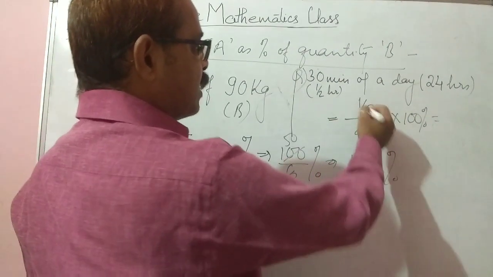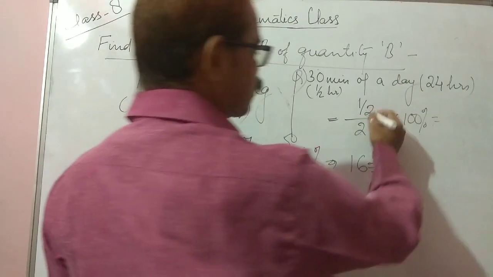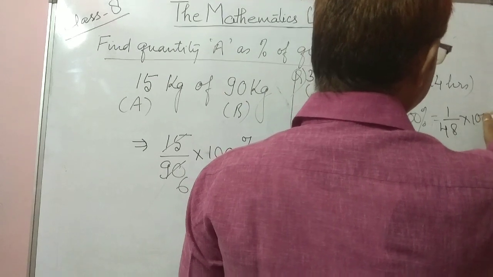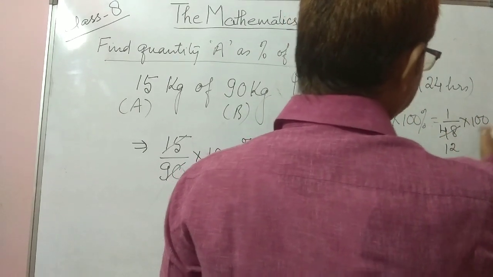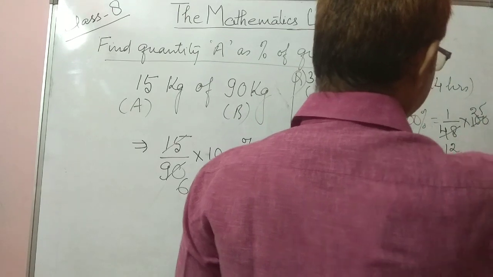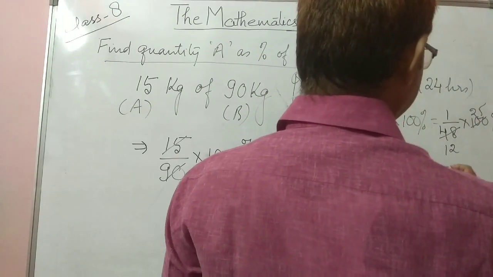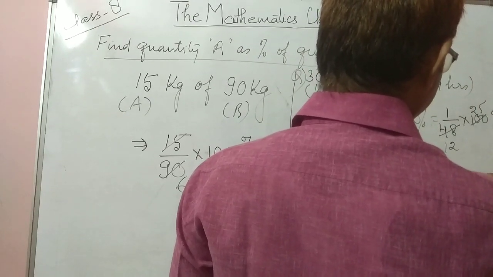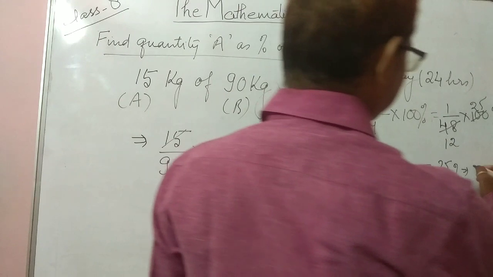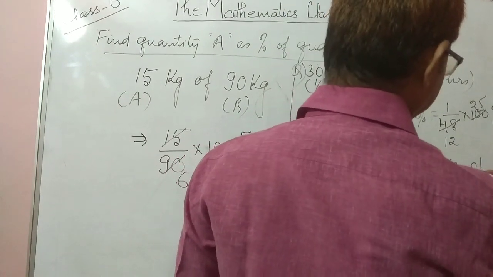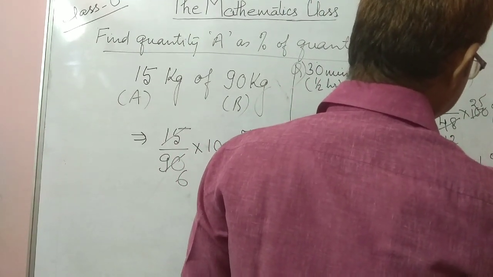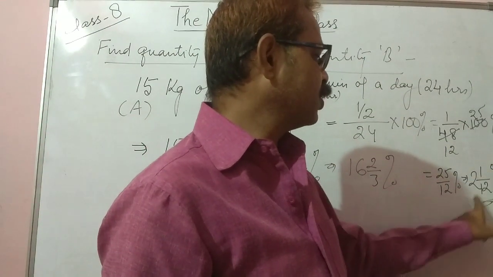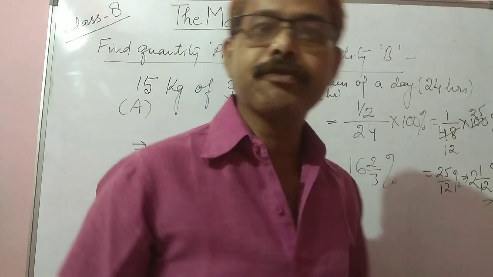So half an hour upon 24 times 100, the 2 comes to the side, so 1 upon 48 times 100. Now 4 12s are 48, 4 25s are 100, with a percent sign. It means 25 upon 12%. When you solve it, 2 times 12 is 24, with 1 remaining, so 2 and 1 upon 12%. So 30 minutes is 2 and 1 upon 12% of 24 hours.